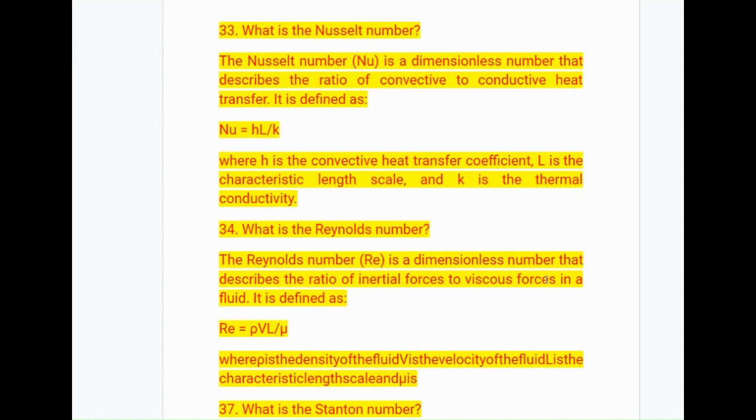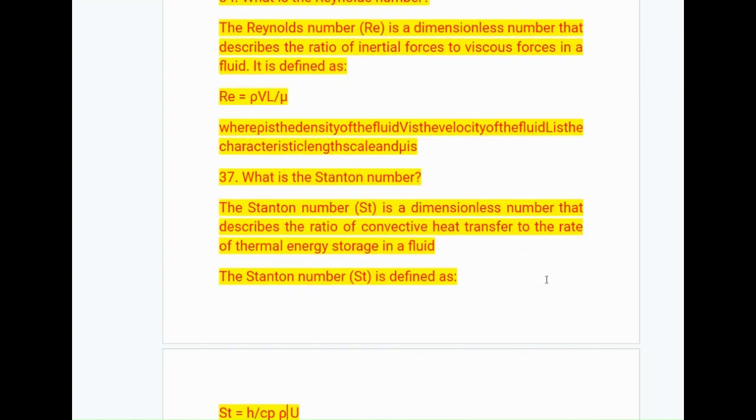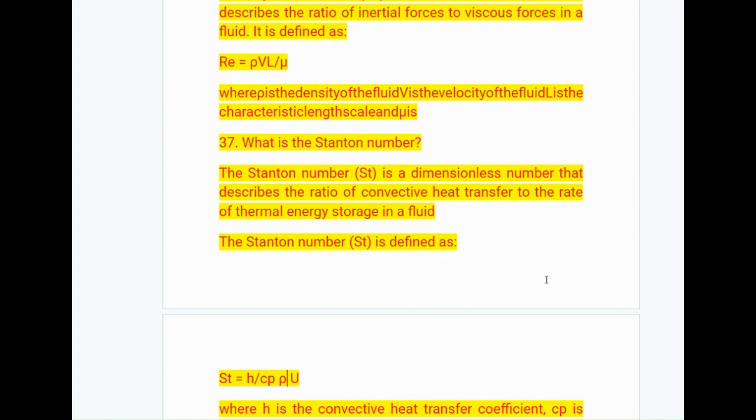34. What is the Reynolds number? The Reynolds number, Re, is a dimensionless number that describes the ratio of inertial forces to viscous forces in a fluid. It is defined as Re = ρVL/μ, where ρ is the density of the fluid, V is the velocity of the fluid, L is the characteristic length scale, and μ is the dynamic viscosity.